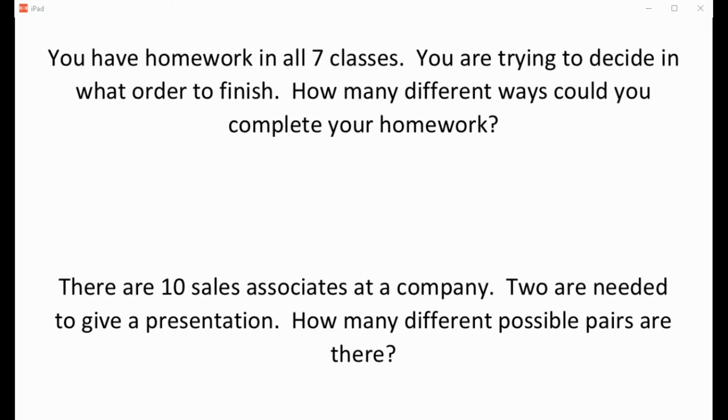You have some homework in all 7 classes. You're trying to decide in what order to finish. So this is literally saying trying to figure out what order to do it in. So that's a P. And you're going to do all 7 things of your homework because you're such a good student. So you would do 7P7, which is 5,040.